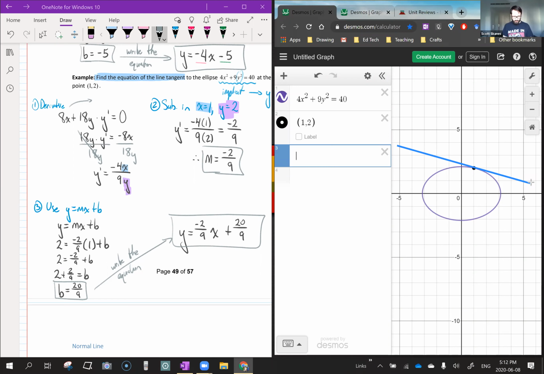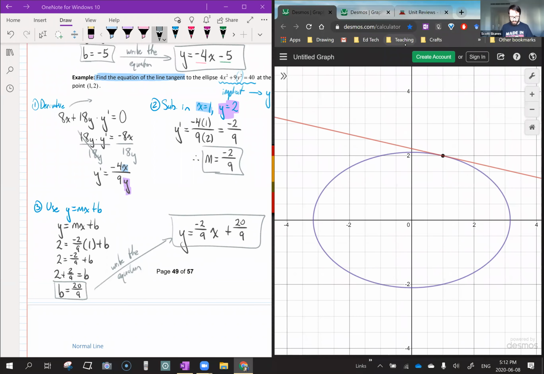So this is the moment of truth. It should perfectly go to that point. -2 over 9 x plus 20 over 9. We are the champions, my friends. We'll keep on fighting till the end. Okay. I got the tangent line like a boss. Okay, we all got the tangent line.